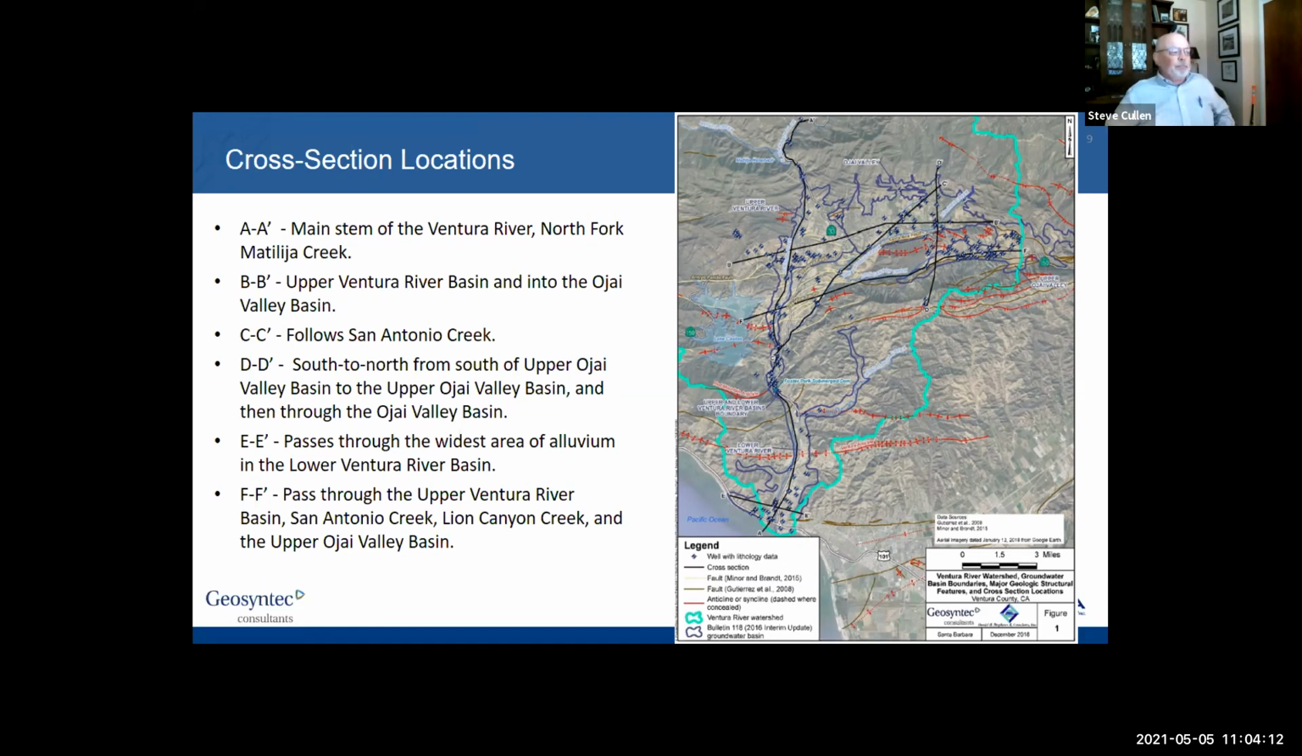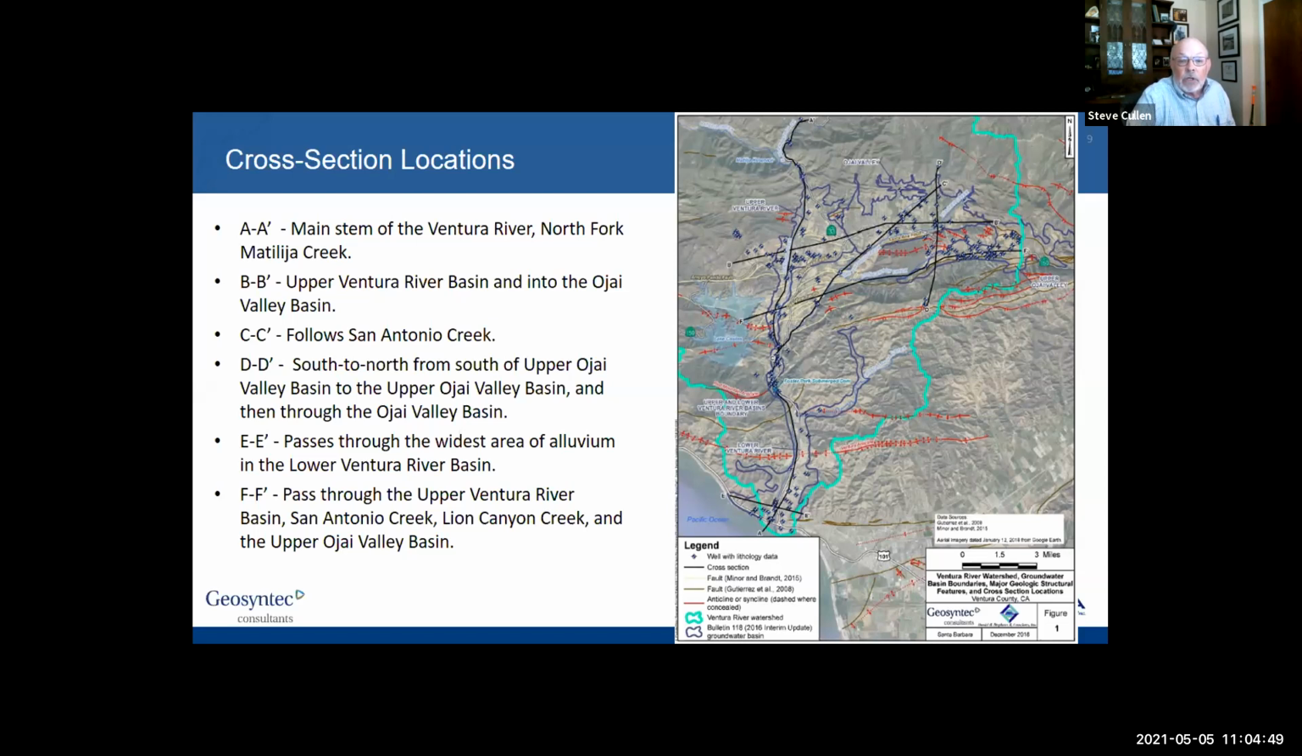Section AA prime is a north-south cross section that follows the main stem of the Ventura River and up into the North Fork of Matilija Creek. Section BB prime is an east-west cross section that runs from the Upper Ventura River Basin into the Ojai Valley Basin. CC prime runs southwest to northeast and generally follows the San Antonio Creek. DD prime is south to north, from south of the Upper Ojai Basin to the Upper Ojai Basin and then through the Ojai Valley Basin.